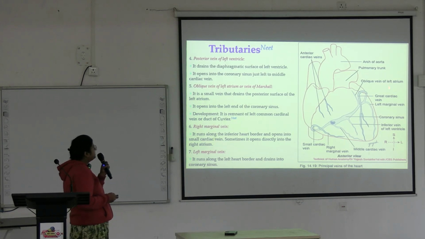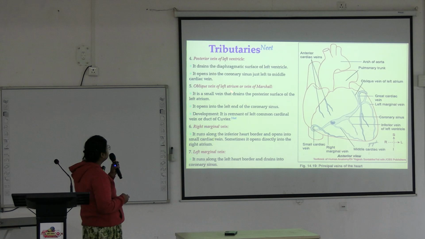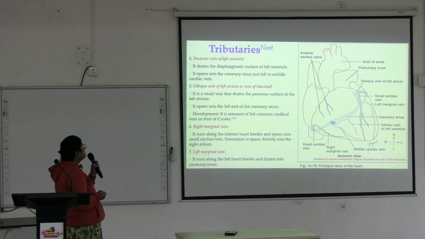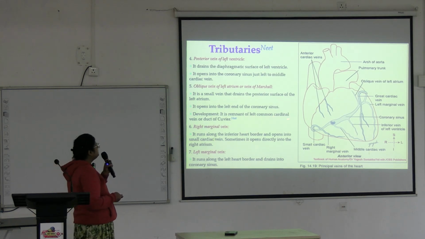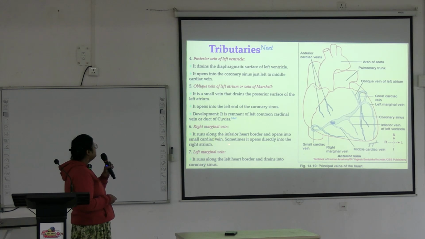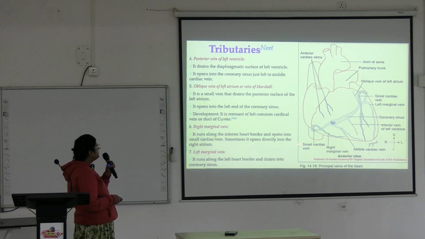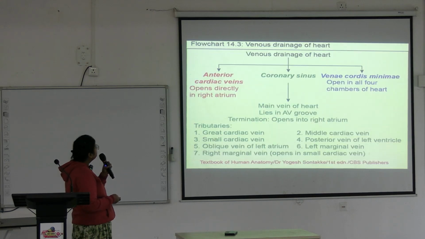Oblique vein of left atrium, this is oblique vein of left atrium. Small vein drains the posterior surface of left atrium, opens into left end of coronary sinus, remnant of left common cardinal vein or duct of Cuvier. Right marginal vein, it runs along the inferior heart border, opens into the small cardiac vein. This is right marginal vein. Sometimes opens directly into the right atrium. Left marginal vein runs along the left heart border, drains into coronary sinus. Here is the left marginal vein.